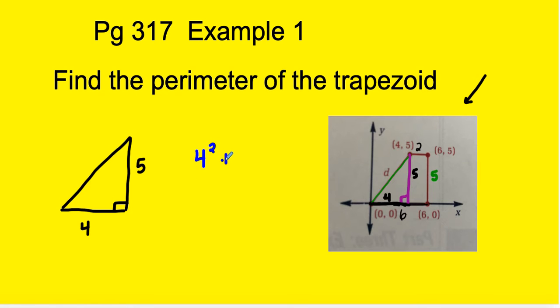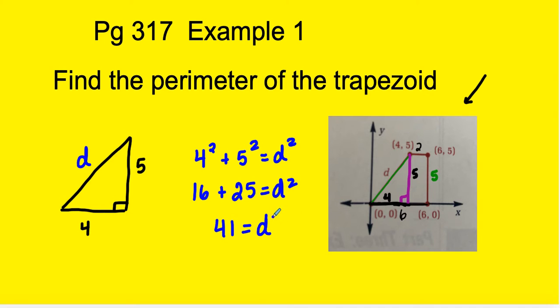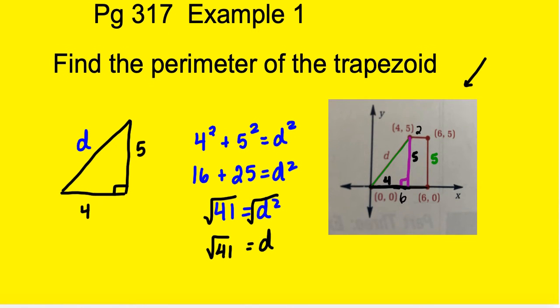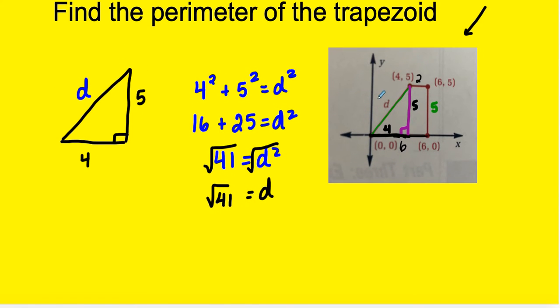4 squared plus 5 squared equals d squared. All right, so that's going to give me 16 plus 25 equals d squared. So 41 equals d squared. We take the square root of both sides, and we recognize that d would equal plus or minus root 41, but we're going to only look at the positive value because we're talking about the distance. Okay, so then I know that this segment right here is root 41.